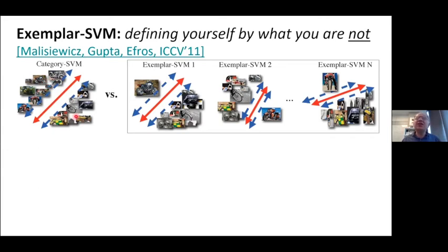But in addition to that, you were also able to get other extra nice things, like you get correspondence basically for free because you find things that are very similar to this particular thing. So it was kind of a nice way to think about categorization without the idea of categories.